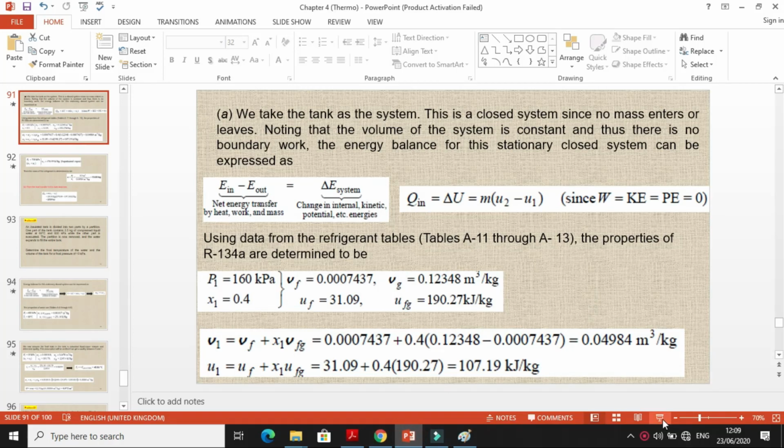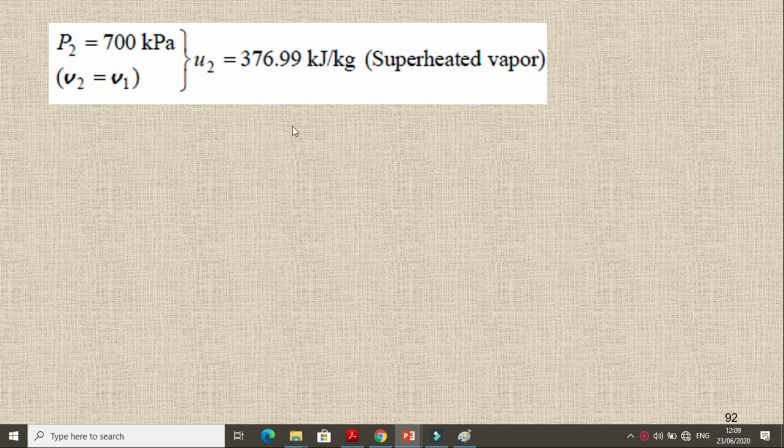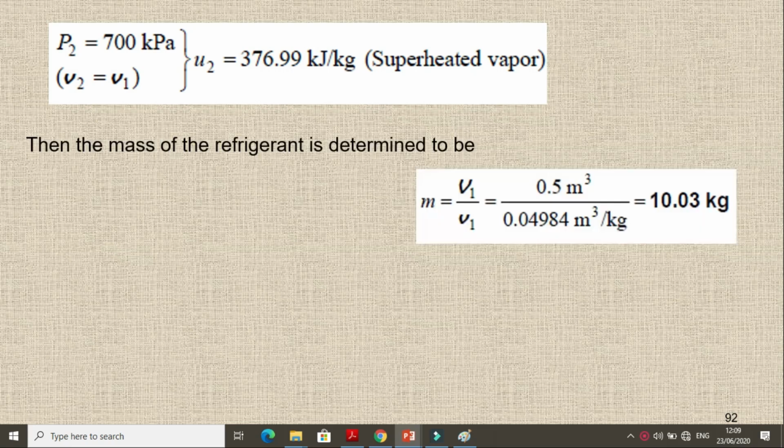When we do the extrapolation, we get the properties, and then the U2 value will be this one. U2 will be equal to 379.99. So after getting the U1 and U2, and we know the v1 and the capital V1, the total volume, mass will be simply V upon the specific volume. So we have V1 upon v1, which is 0.5 divided by 0.04984, and then we get the mass, which is 10.03 kilogram. So this is the mass of the refrigerant in the tank.